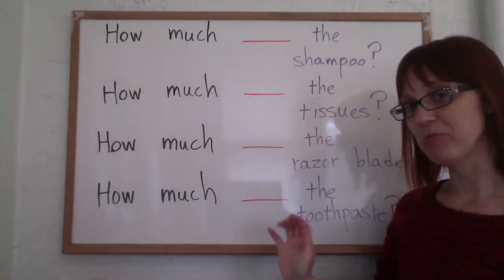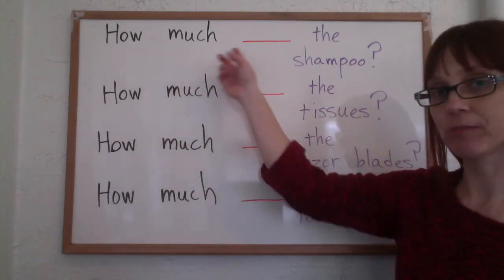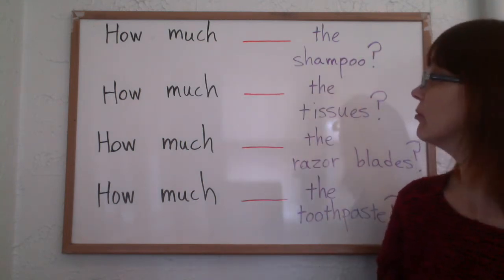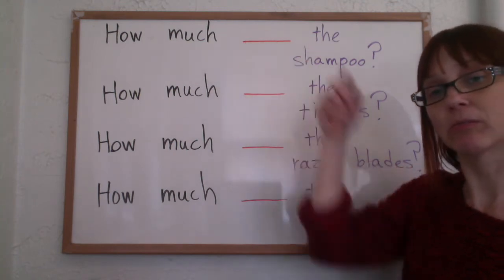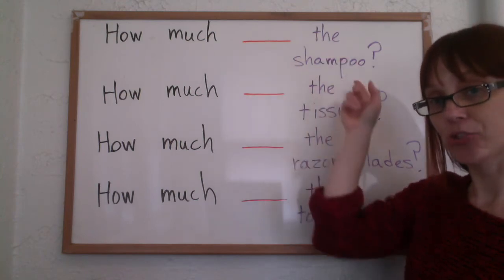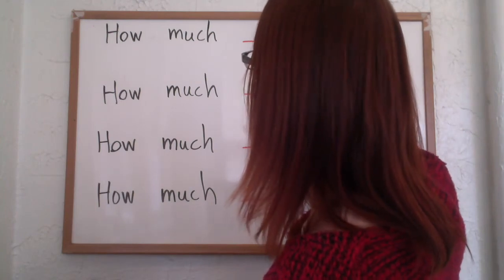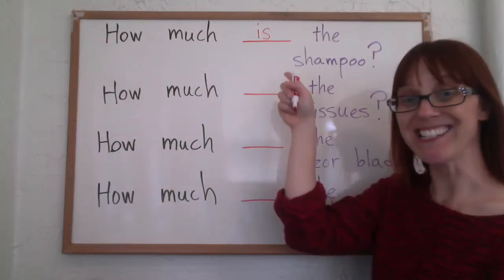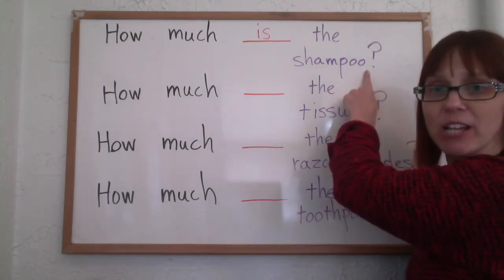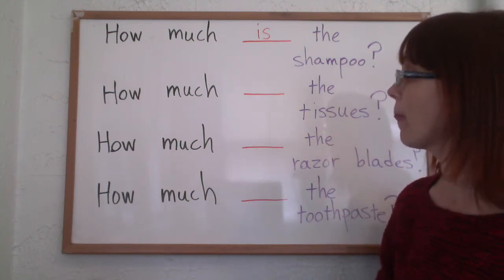Here are some examples of questions. How much the shampoo? What goes here? How much is the shampoo? Is, and that's I-S. How much is the shampoo? There's no S. How much is the shampoo?